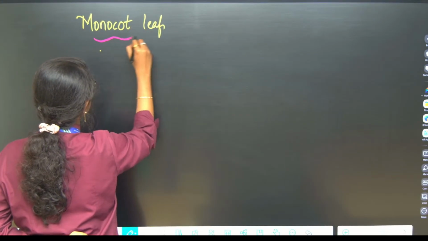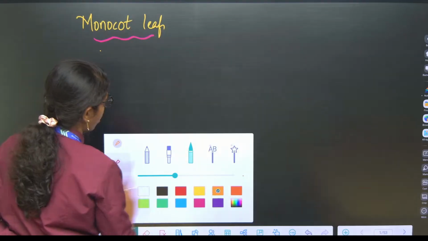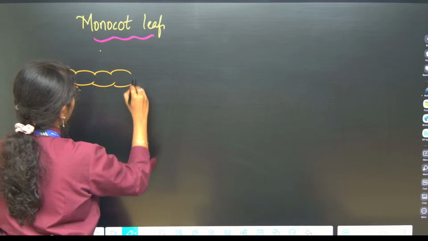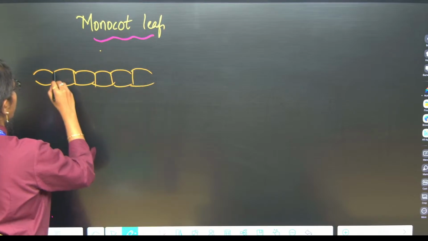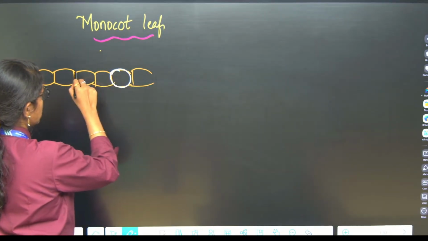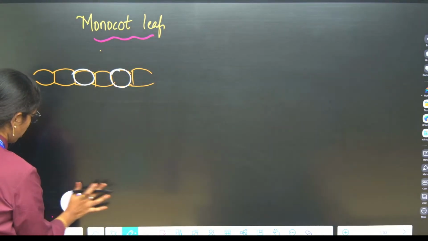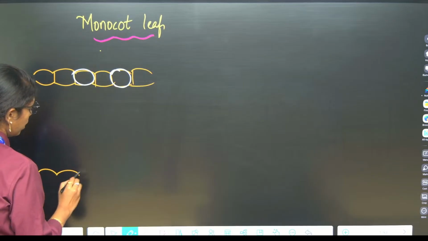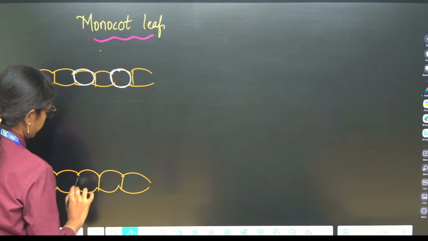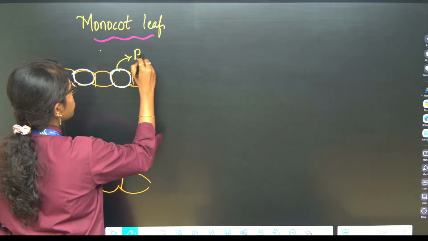As you have seen the epidermis in a dicot leaf, the epidermis will be the same in dicot or monocot. So, here also it has two layered epidermis. In between these epidermal cells, you will have large sized colorless cells. These large sized colorless cells are called bulliform cells, which are unique only to the monocot leaf. So, these are bulliform cells. Take down parallelly.